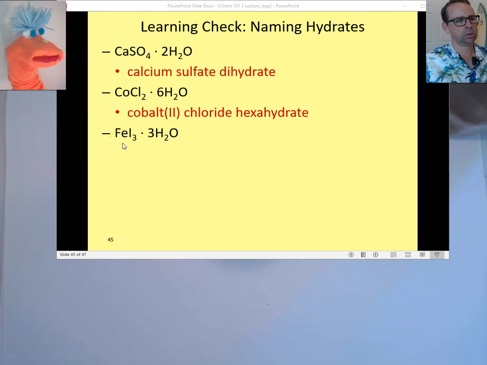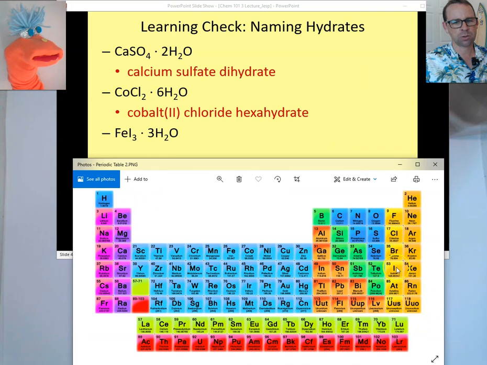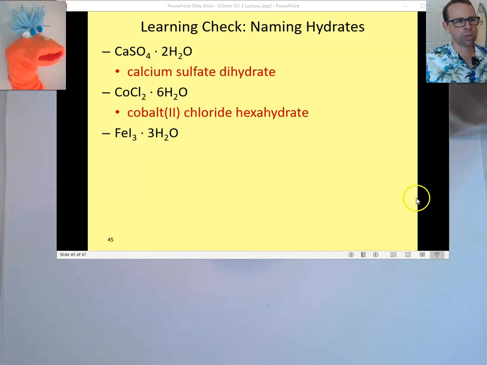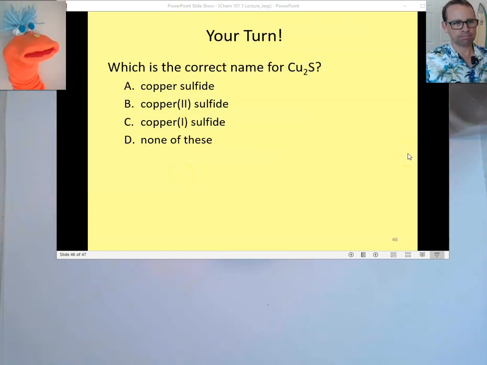Iron. Iron's a transition metal. Iodide. Can you bring up the periodic table? Yep, iodine. Here it is right here. So the iodide ion is a -1 charge. Iron 3 iodide then, trihydrate. Excellent job. Now, here's a good chance.